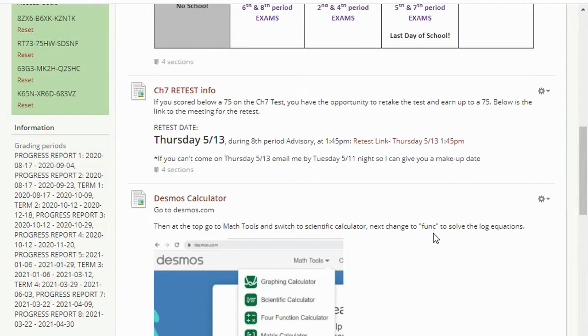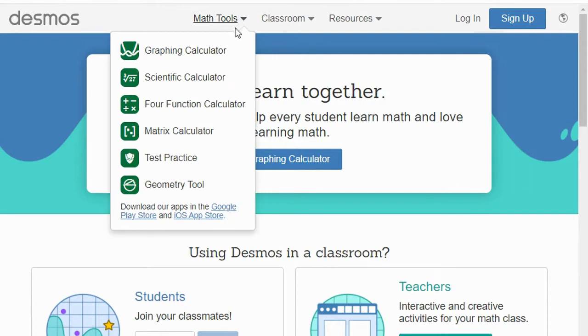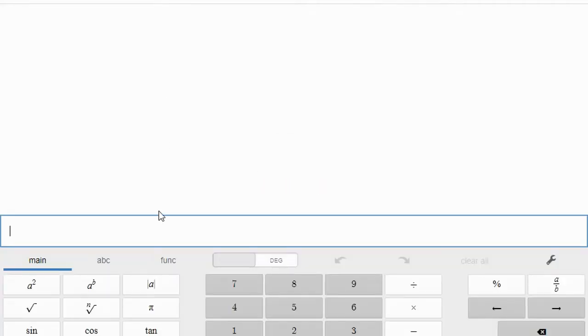And then we need to go to the function thing. So here is desmos.com. We don't need a graphing calculator. What we need is go to math tools and switch to scientific calculator. Once you're here, we need to switch the keyboard from main to function.